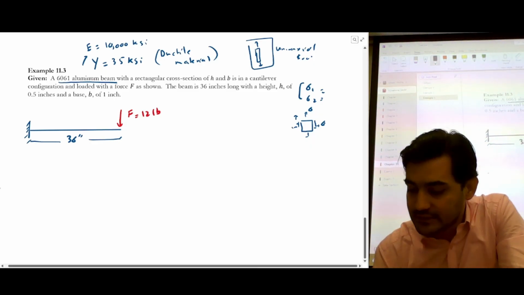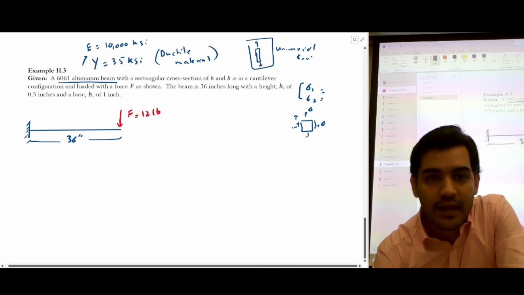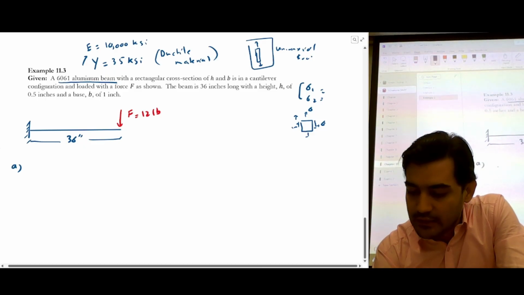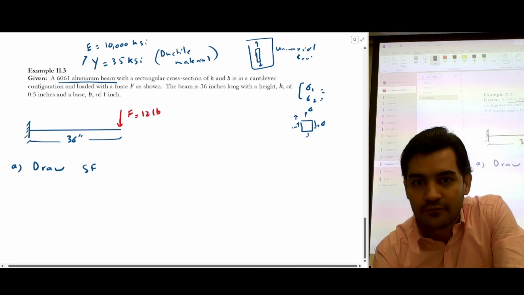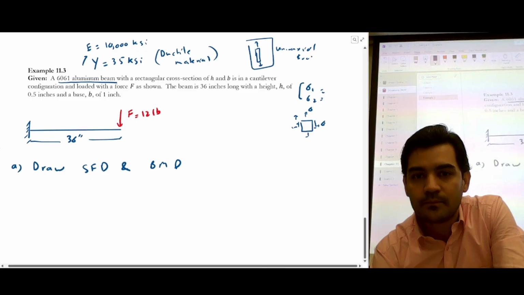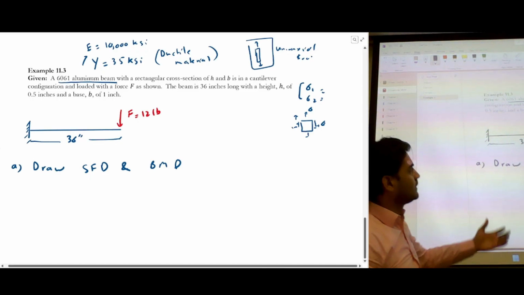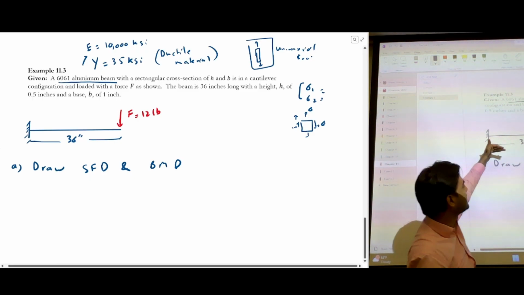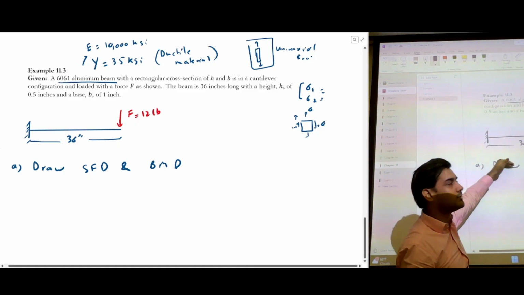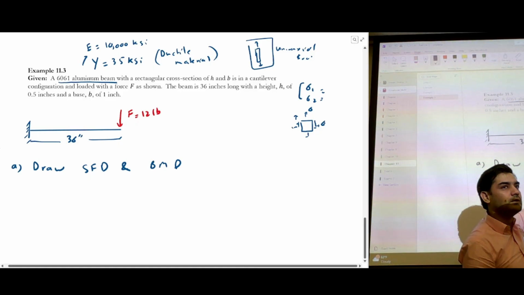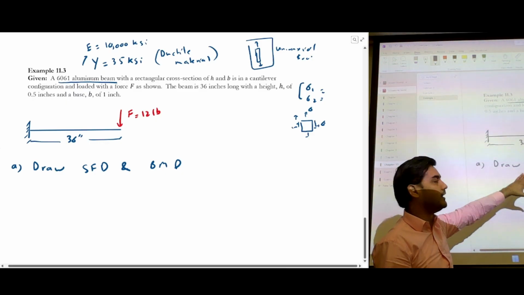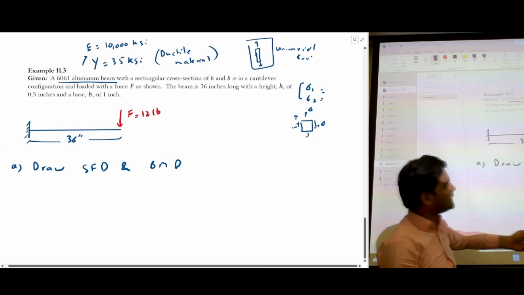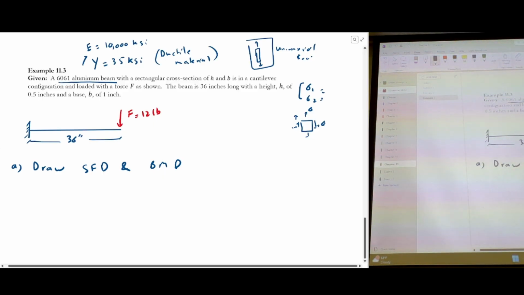So the first step in this case, part A, is to draw the shear force diagram and bending moment diagram. That's how we will do it. First we'll calculate the shear force and bending moment diagrams. Once we have shear force and bending moment, we can calculate stresses like we did in previous chapters. Once we have stresses, we can extract the stress element.